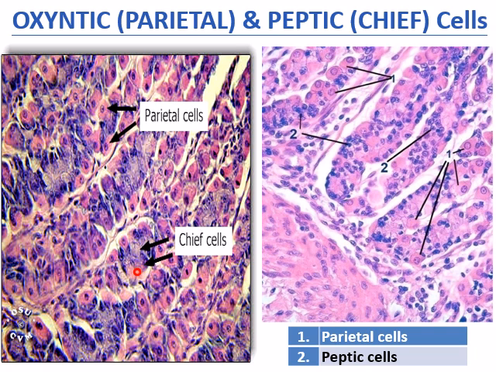I can see the dark basophilic cell, which is the chief cell or the peptic cell, and the dark acidophilic cell, which is the parietal or the oxyntic cell. Here, number one is the parietal cell, and number two is the peptic cell, and this is the muscularis mucosa.